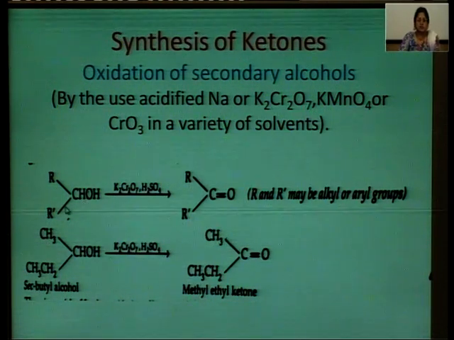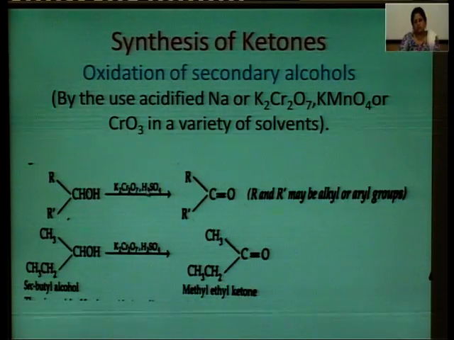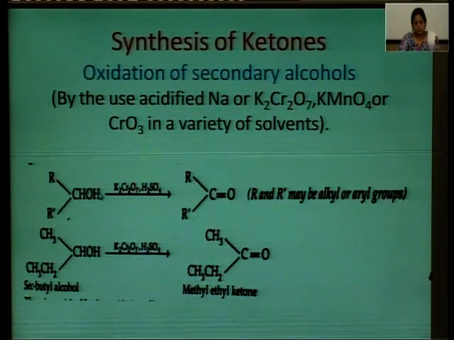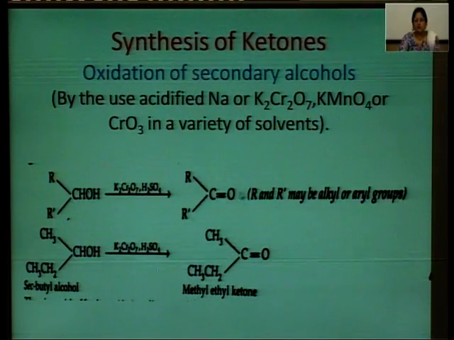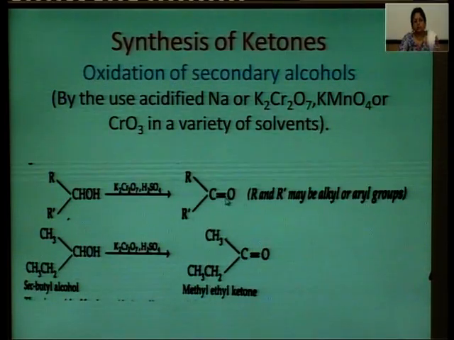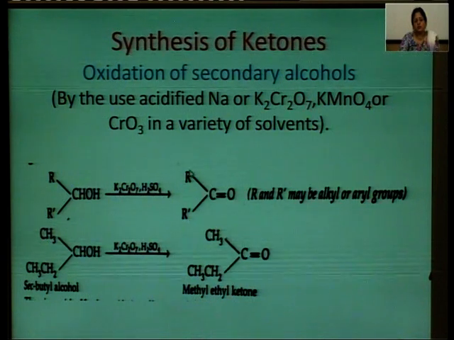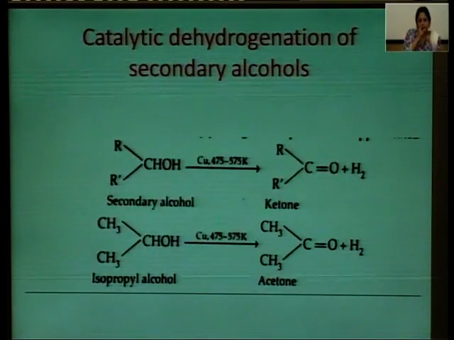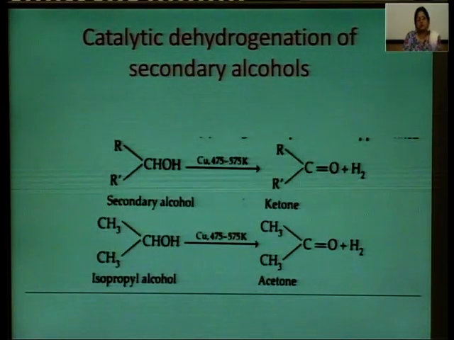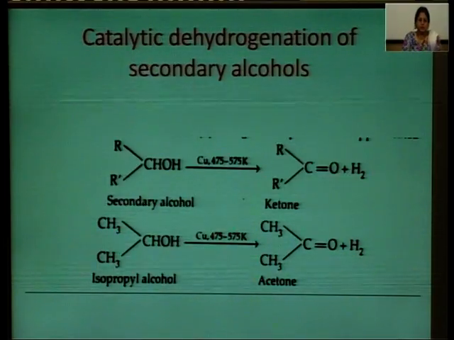Secondary alcohol upon oxidation in the presence of potassium dichromate and sulfuric acid forms the corresponding ketone, that is this CHOH moiety loses a mole of hydrogen and we get a ketonic moiety instead of the alcoholic moiety. For example, secondary butyl alcohol upon oxidation forms methyl ethyl ketone. Here R and R dash can be both alkyl, can be both aryl, or one can be alkyl and another can be aryl.